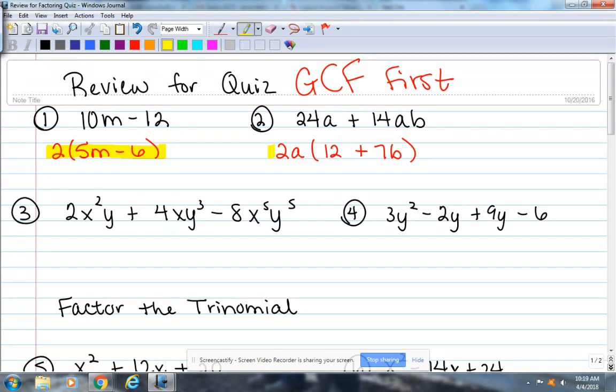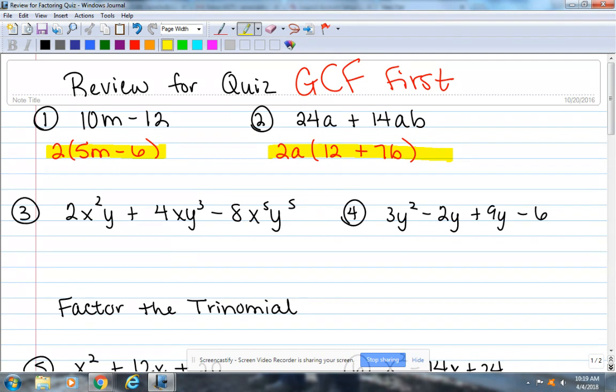So any questions on that? If y'all have a question, stop me, okay? Because as soon as this is over, a quiz starts. Number 3 is a trinomial, but all I need you to do on number 3 is the GCF. So you got 3 terms to deal with.